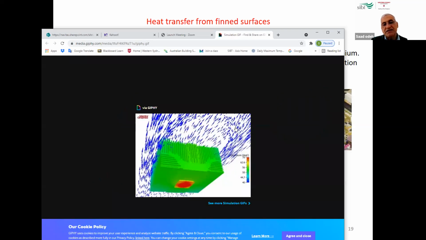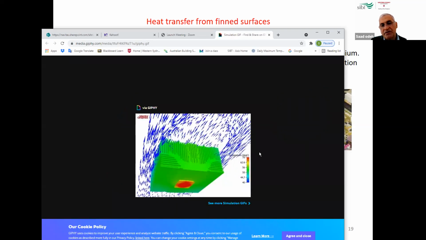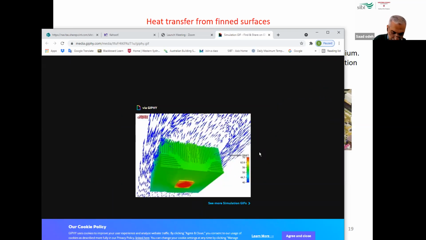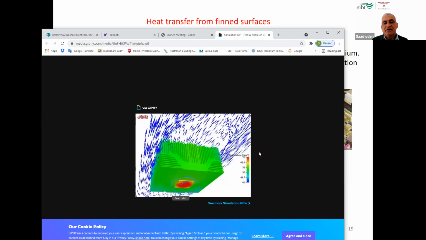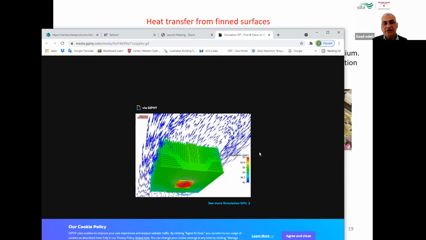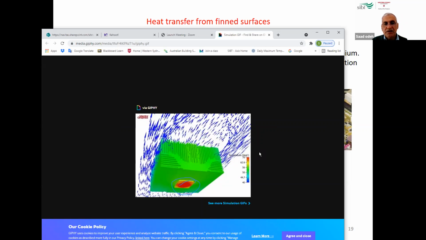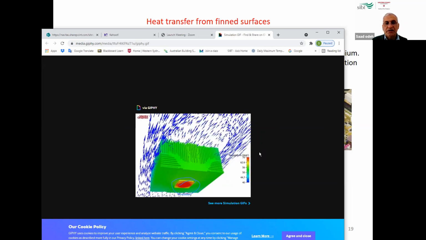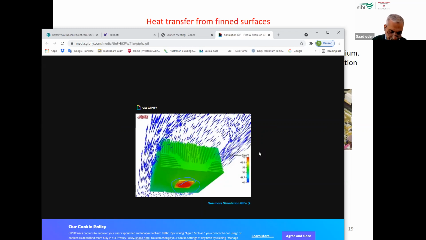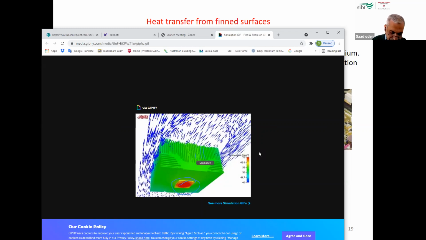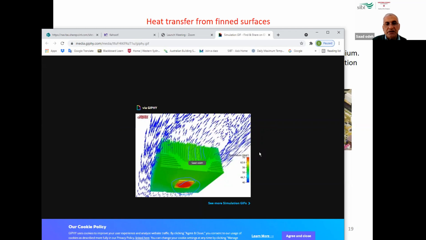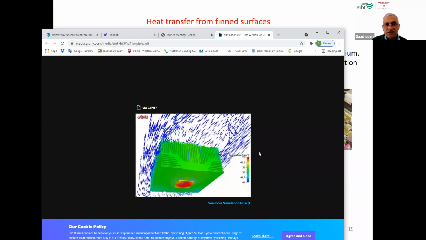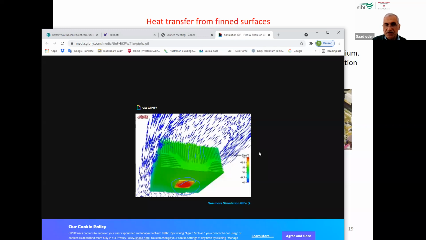So this is just a simulation for the fin block. You can see here, at the lower part, we have the IC, the integrated circuit component. And at the top of the IC, there is this aluminum block with fins. Can you see the fins here? And the air is flowing through these fins. So the more fins we have, the more surface area.